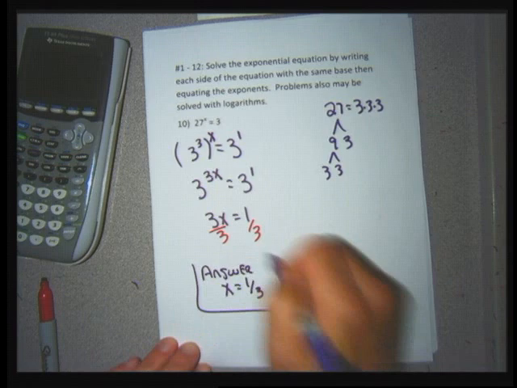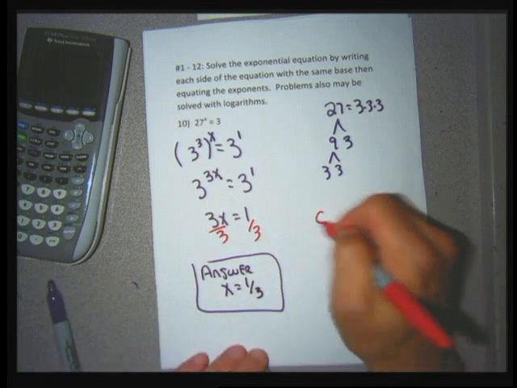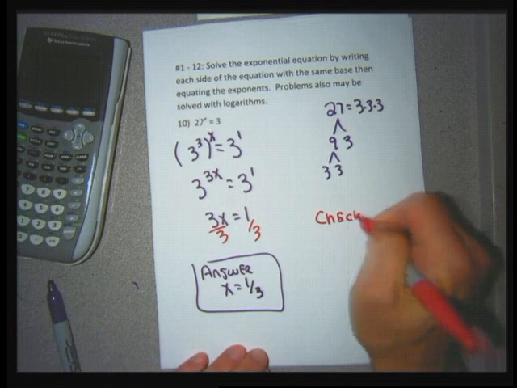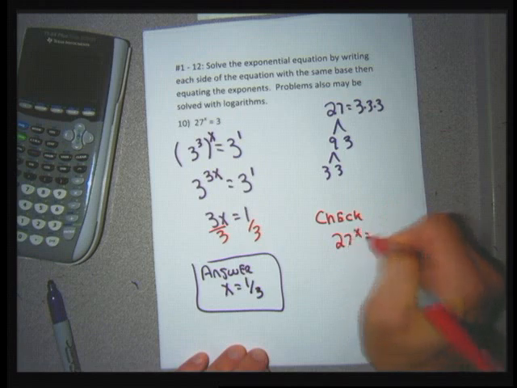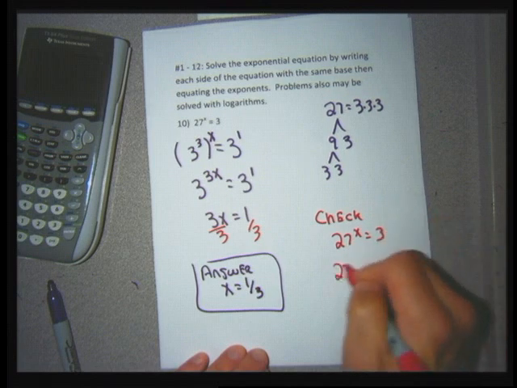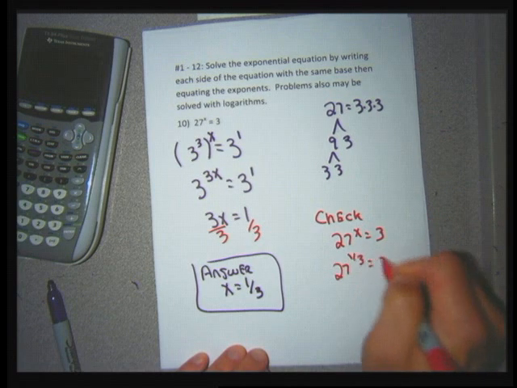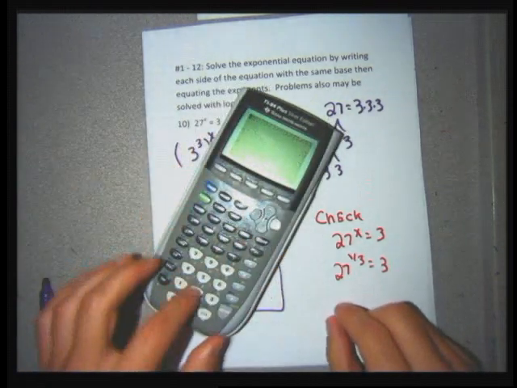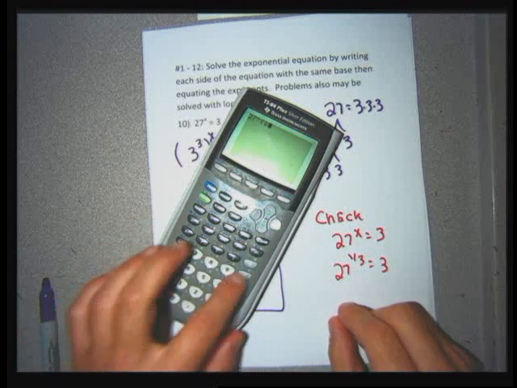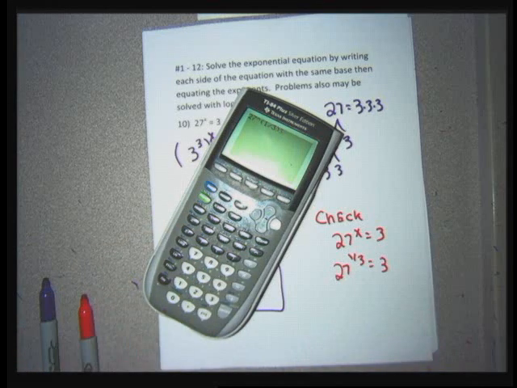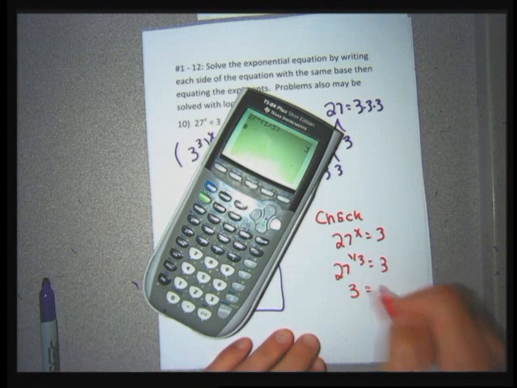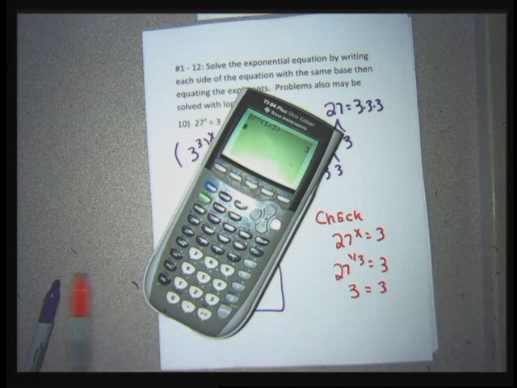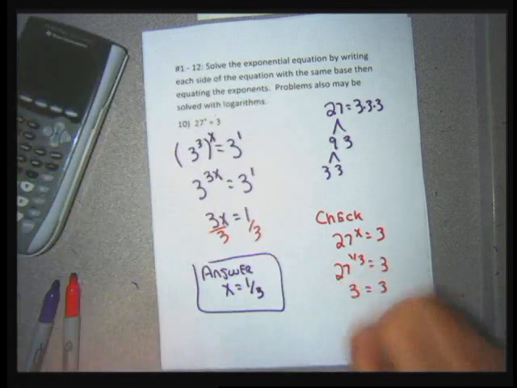Again, super easy to check. It should be the case that if I go to the original problem, which was 27 to the x equals 3, if I go 27 to the 1/3 power, I should get 3. Easy enough to check. I go 27 up arrow parentheses 1 divided by 3 and hit enter. And when I hit enter, it tells me that I haven't made a mistake because I got 3 equal to 3.